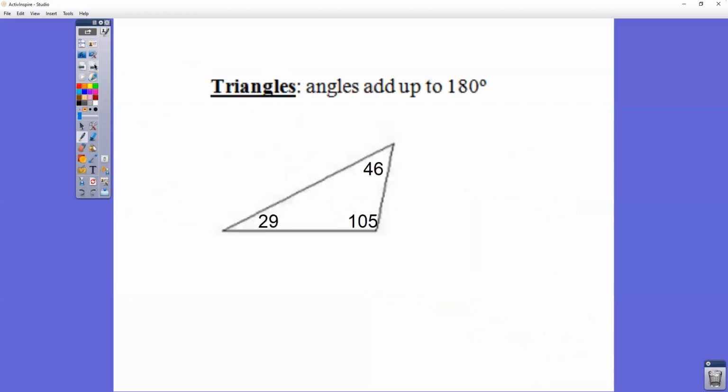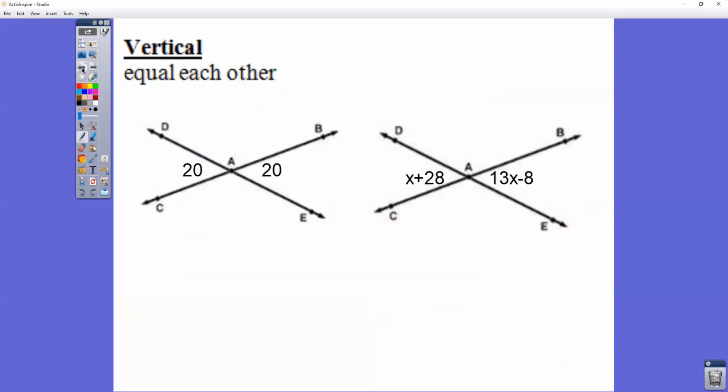Let's take a look at the next one. When we take a look at vertical angles, they form an X. All right, vertical angles form an X. So the top and bottom of the X are the same, and the left and the right of the X are the same. So when you have these two angles, that left and the right, are equal to each other, the top and the bottom of the X here in the blue are equal to each other as well.